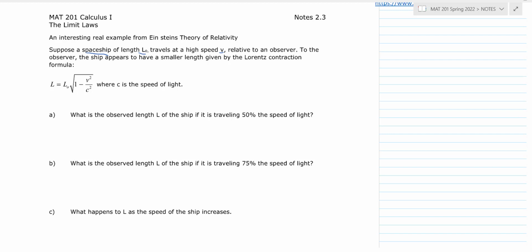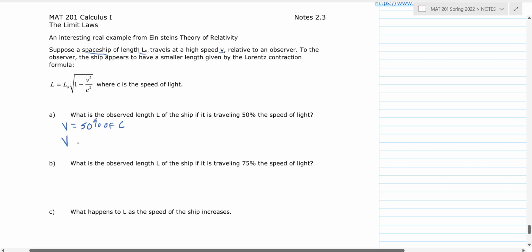So I'm going to just go through these questions here. What is the observed length L of the ship if it is traveling 50% the speed of light? So what we're going to do is we're just going to let V be 50% of C. C is the speed of light. So V is going to be 0.50 C, or just 0.5 C. Now what we're going to do is we're going to replace this value in for V like that. Now, let me show you what happens then.